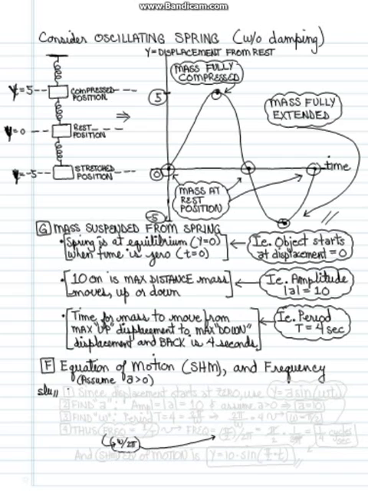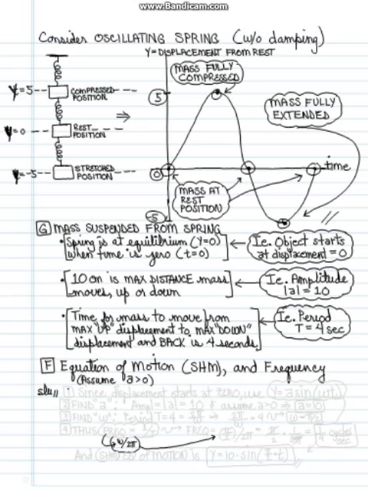So when it's up at y equals 5, it's in a compressed position. It's being pushed up. And when it's down at y equals -5, it's in a stretched position. So you see how it'll oscillate up and down. It will pass through the rest position over and over again as it goes up and down.